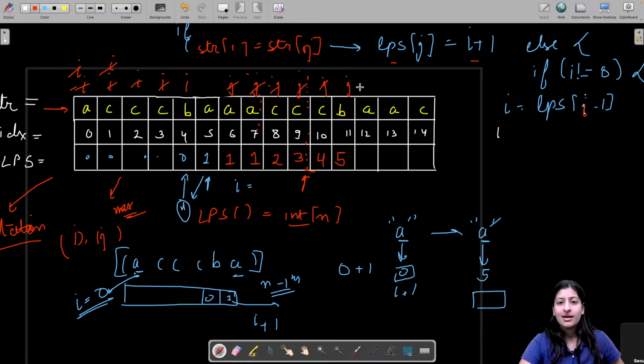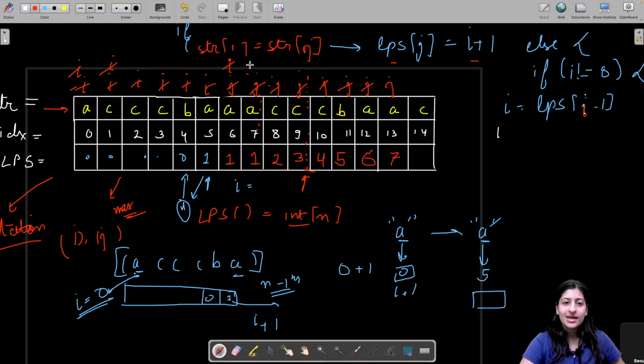Fine. Next character for j is A. Next character for I is also A. Both are equal. So LPS of this index will be I plus 1, which is 6. Move ahead. J is at this position, I is at this position. Again they both are equal. So LPS of this character will be I plus 1, which is 7. This will become 7.